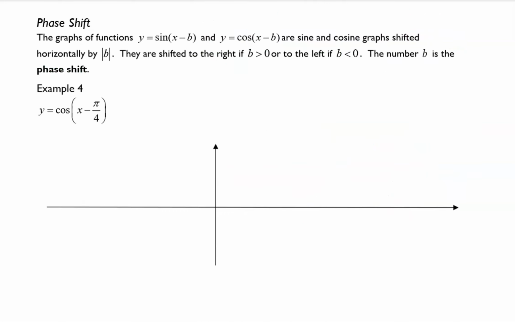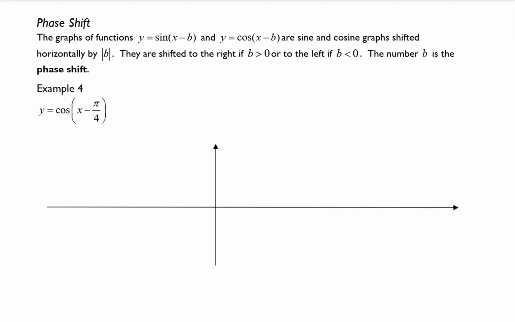The graphs of functions y equals sine of (x minus b) and y equals cosine of (x minus b) are sine and cosine graphs shifted horizontally by the absolute value of b units. They are shifted to the right if b is greater than 0, or to the left if b is less than 0. The number b is the phase shift.